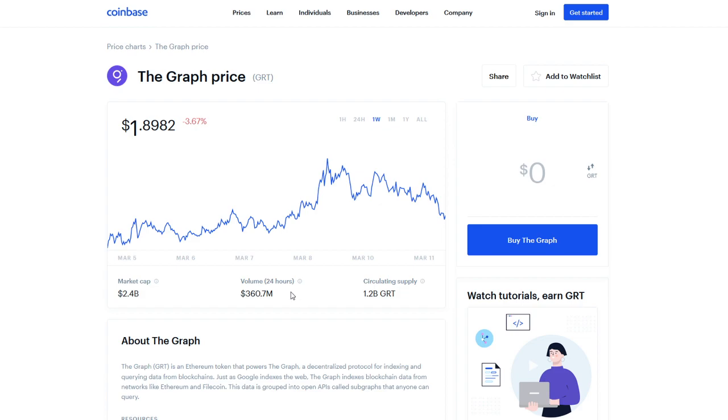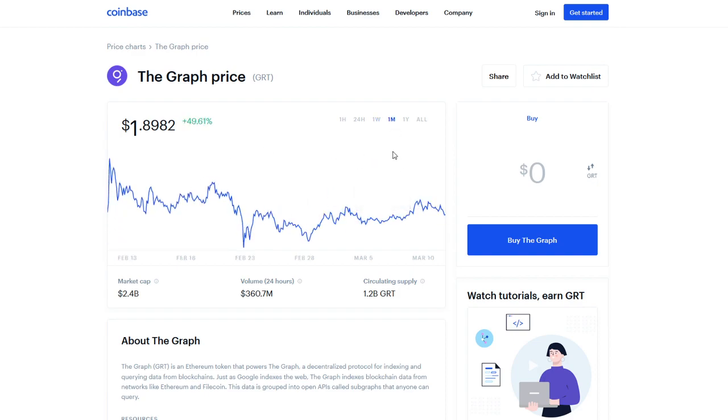a 1.2 billion Graph circulating supply, or GRT circulating supply. So we're going to see a lot of good numbers there. But when we read the graph, we're actually going to see that the increase is just because of a large dip that we had back in, what was this, the beginning of February.